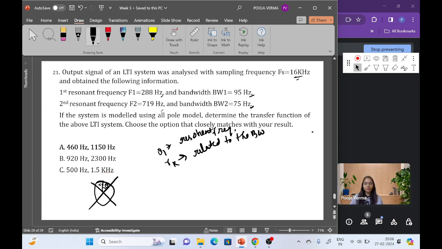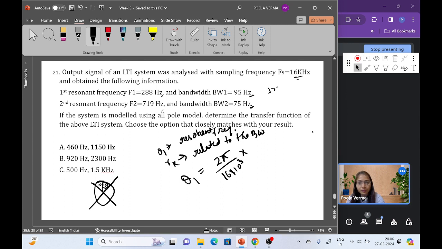Okay, so just first remember that theta k is related to the resonant frequency and the value Rk is related to the bandwidth. Now these hertz values we need to first transform into radians. How will we transform this? The sampling frequency is given. You know that 2 pi by fs converts to radians per second, so fs is 16 kilohertz.